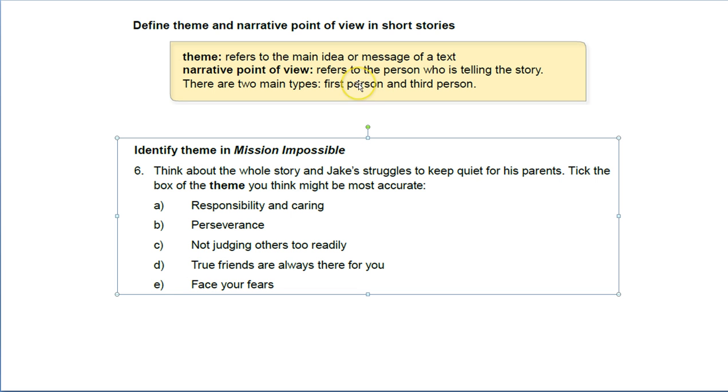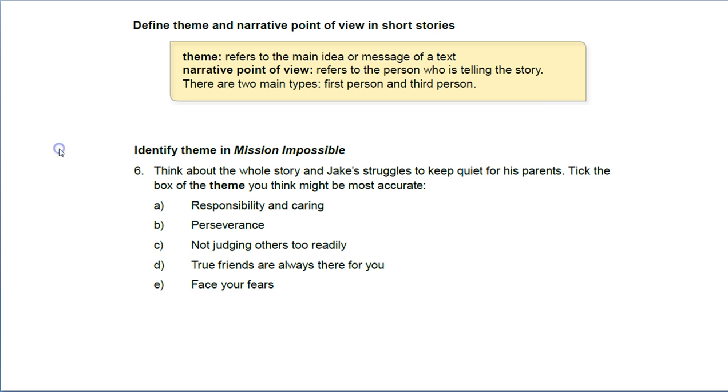The narrative point of view refers to the person who's telling the story. And there's 2 main types. There's first person or third person. And so this is what we're going to look at first. Theme. Identify the theme in Mission Impossible. So think about the whole story and Jake's struggle to keep quiet for his parents. Tick the box of the theme that you think might be most accurate.